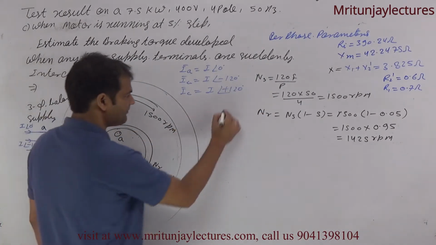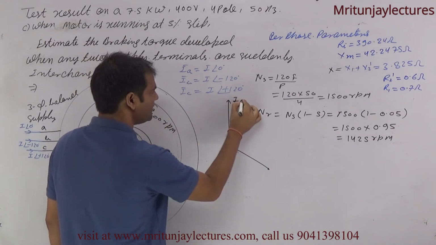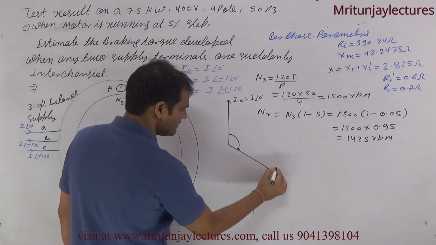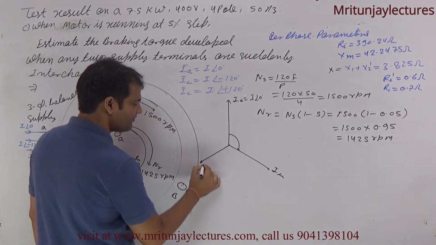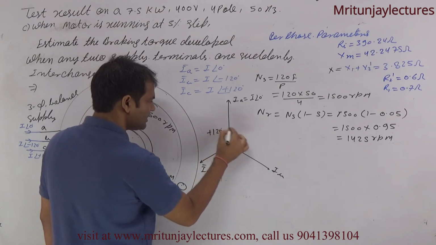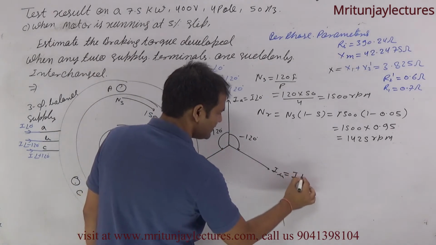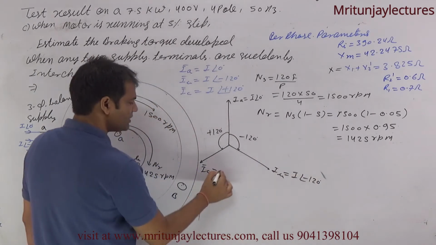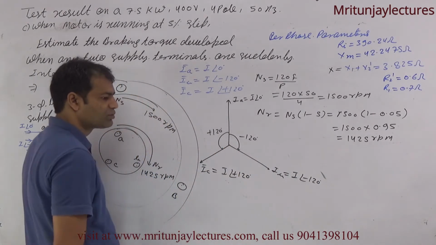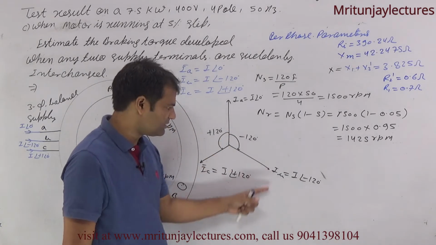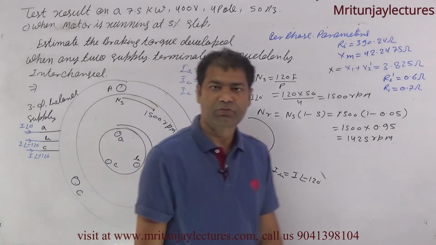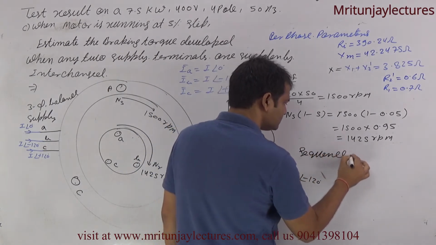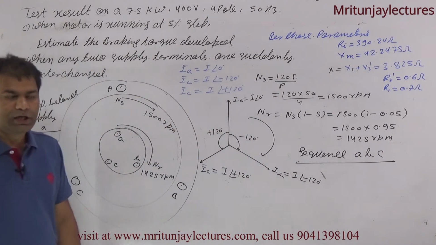IA is I at the angle 0, IB is I at the angle minus 120, and IC is I at the angle plus 120. Written this way, what about the sequence? The sequence always decides the clockwise direction. The sequence is A, B, C. Clear?